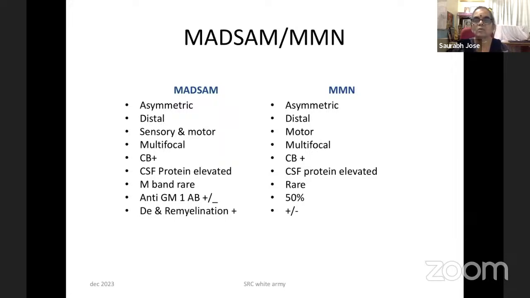MADSAM versus multifocal motor neuropathy with conduction block. MADSAM is asymmetrical, this is also asymmetrical. Both are disturbed. Whereas MADSAM is sensory motor, this one is motor. That is why this is mistaken as anterior horn cell disease. Both are multifocal, and you can have CSF abnormality in both, whereas GM1 antibodies may or may not be positive, and remyelination can be seen in both conditions. The only gross difference is motor with retained reflexes here, whereas there it is motor sensory with depressed reflexes.